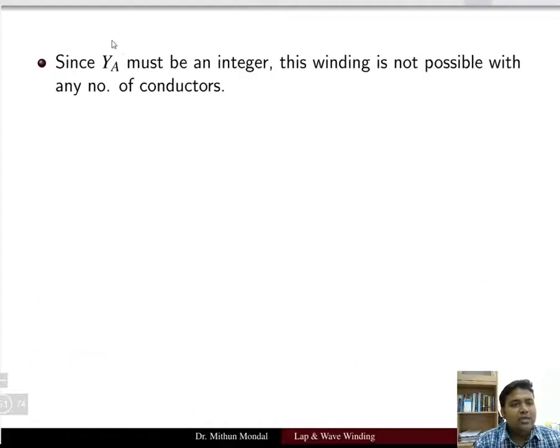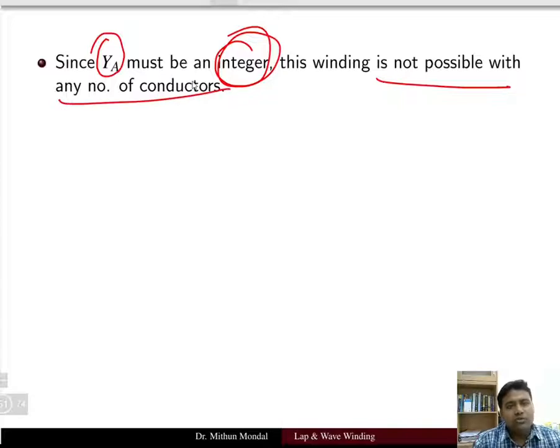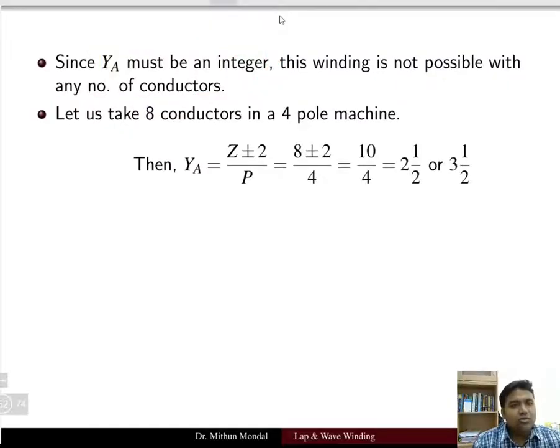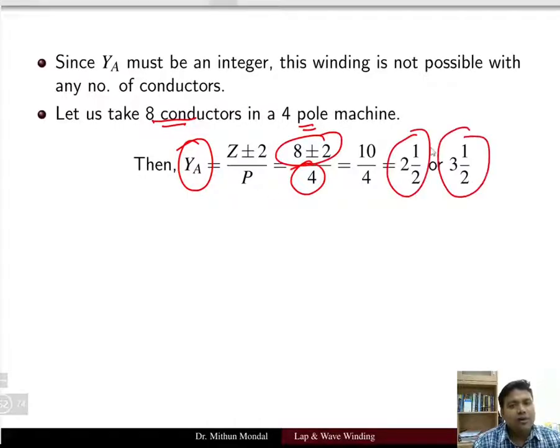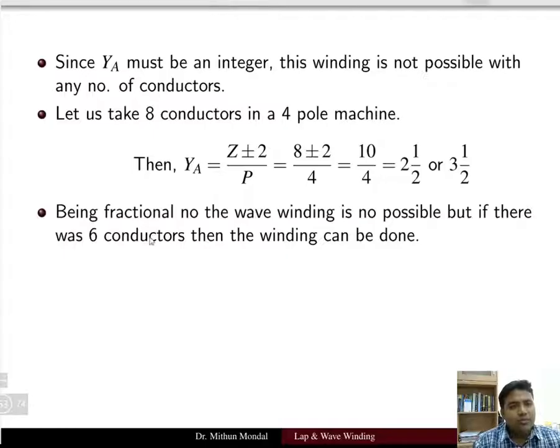And here you should understand that the average pitch must be an integer. This winding is not possible with any number of conductors. So wave winding is a special type of winding. It is not possible for any number of winding conductors because the average pitch must be an integer. So let us take an example where you have 8 conductors and a 4-pole machine. Then the average pitch that you will get is (8 plus minus 2) divided by 4. So you'll get 2 half or 3 half. Then it is not an integer. So being fractional, no wave winding is possible.